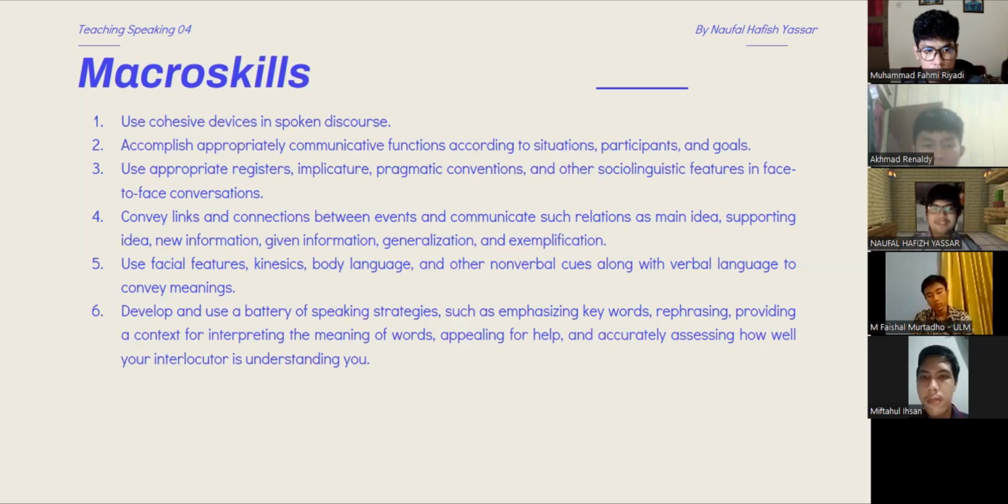Five, use facial features, kinesics, body language, and other non-verbal cues along with verbal language to convey meanings. Six, develop and use a battery of speaking strategies, such as emphasizing keywords, rephrasing, providing a context for interpreting the meaning of words, appealing for help, and accurately assessing how well your interlocutor is understanding you. Next.